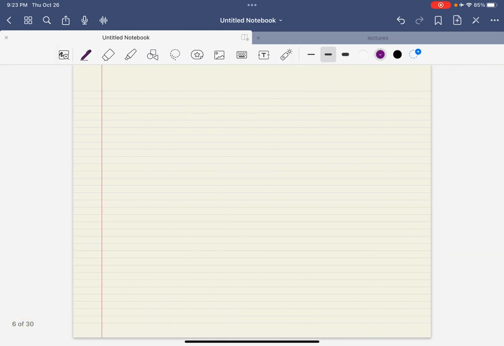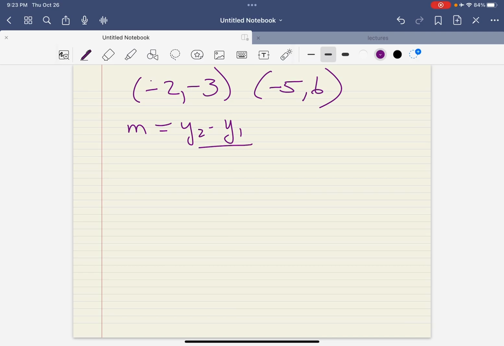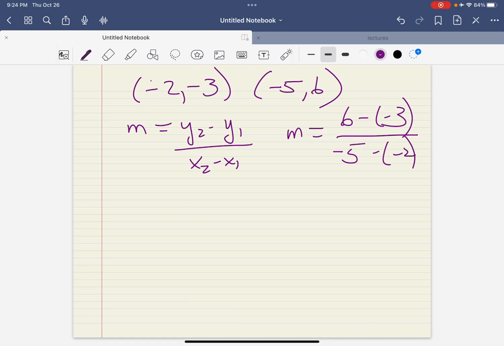Number 17 is like that other one we did. Minus 2, minus 3, minus 5, 6. First thing they want is the slope. So I'm going to say 6 minus a minus 3 over minus 5 minus a minus 2. So m will be 6 plus 3 is 9 over minus 5 plus 2 is minus 3. So the slope is negative 3.